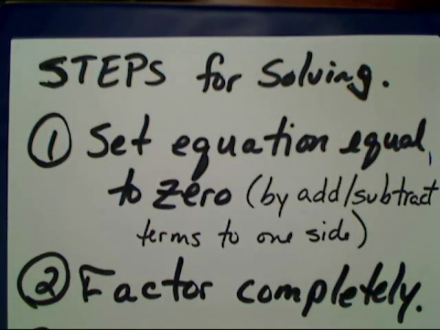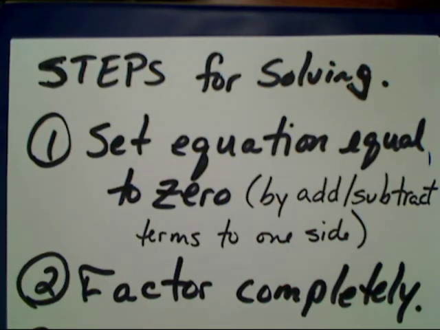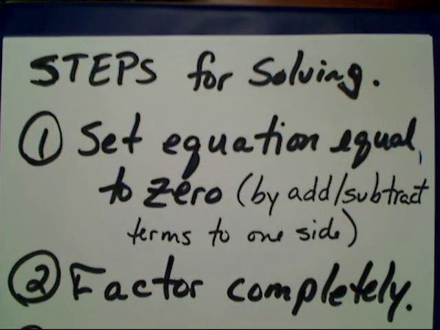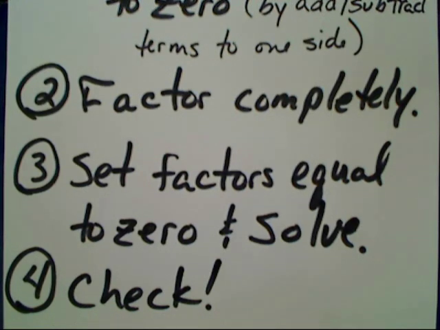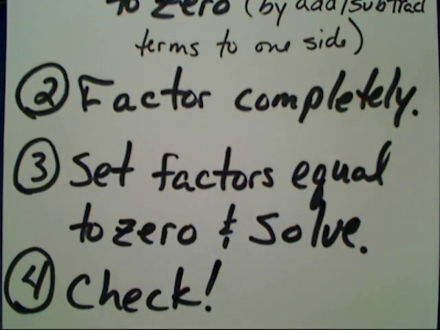So your steps for solving this week is to make sure that you set your equation equal to 0, and that's by subtracting or adding terms all to one side. Then you factor completely, set those factors equal to 0 and solve it. That's that zero product property. And then check. Show all of your work in solving to make sure that you didn't make a sign boo-boo.